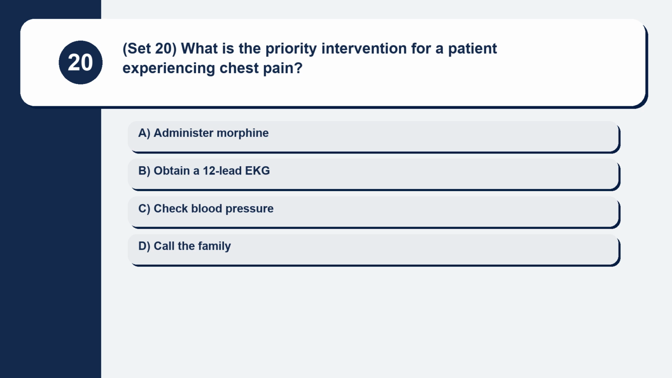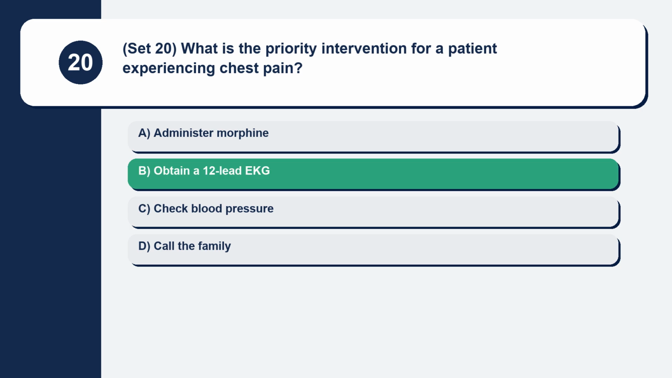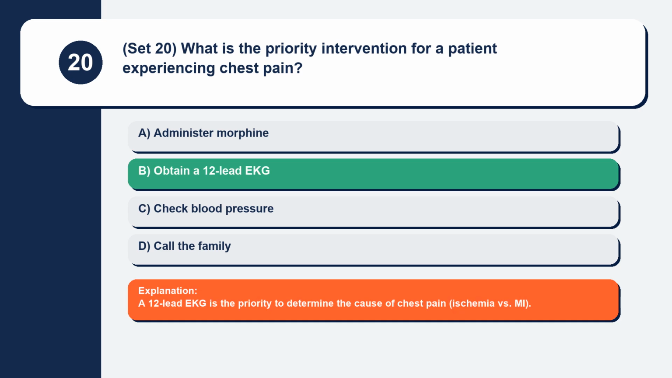Question 20. Set 20. What is the priority intervention for a patient experiencing chest pain? Administer morphine, obtain a 12-lead EKG, check blood pressure, call the family. A 12-lead EKG is the priority to determine the cause of chest pain, ischemia versus MI.